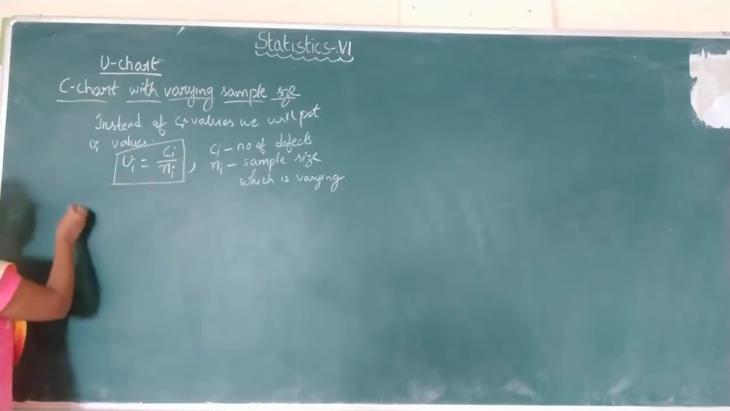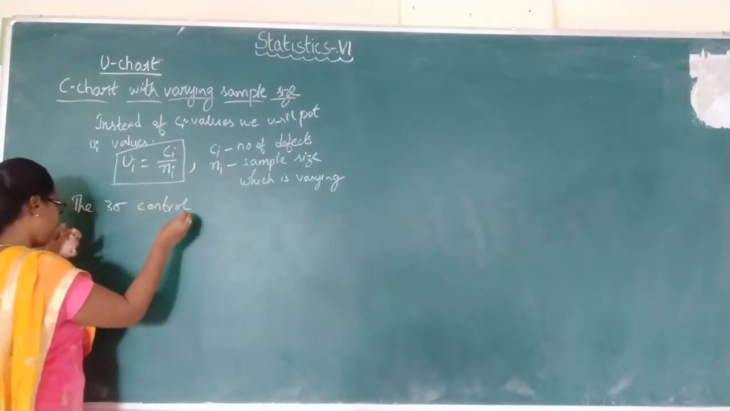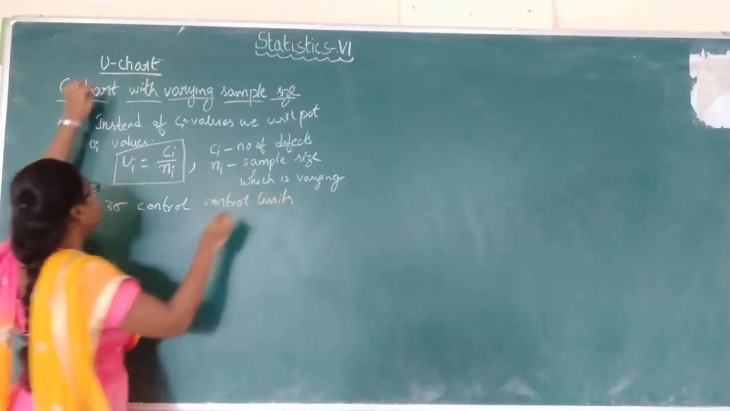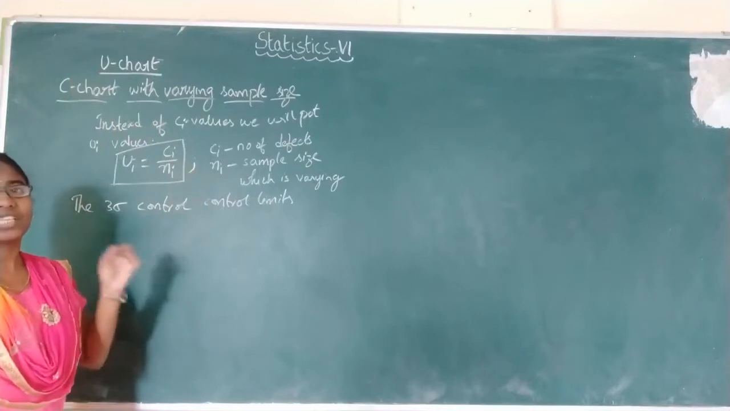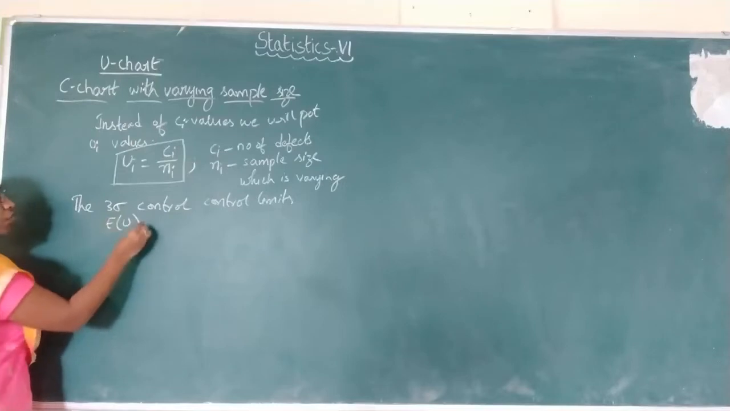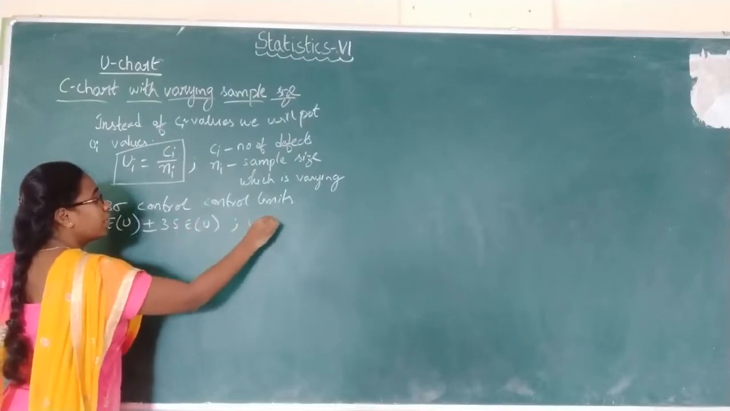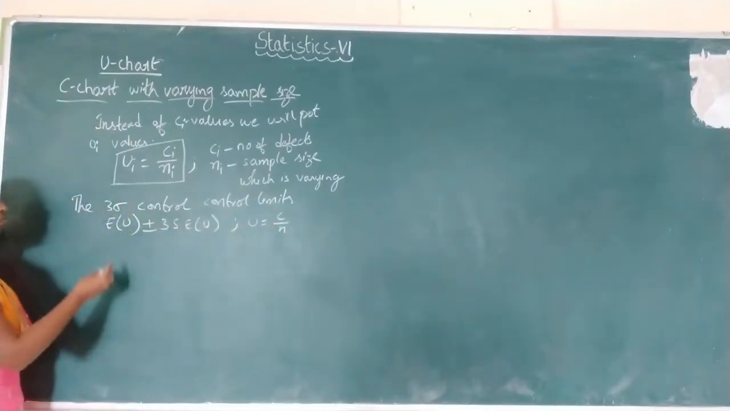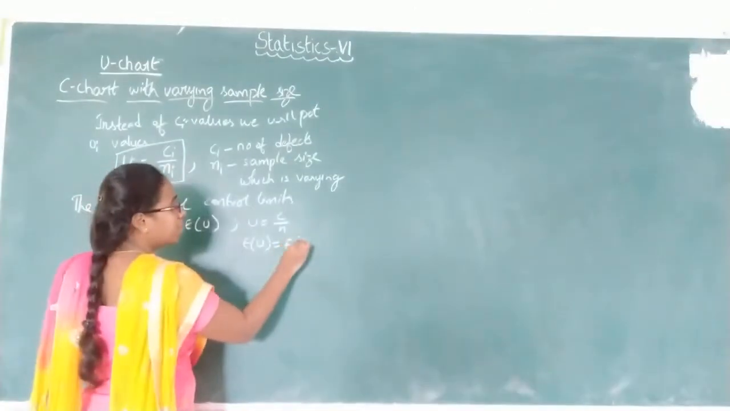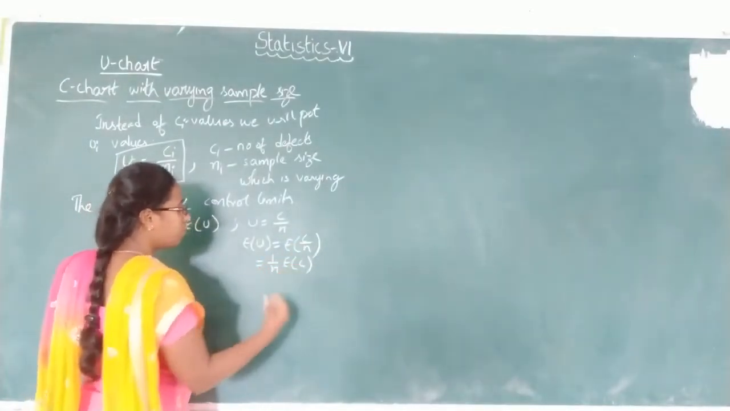What will be the control limits? The 3 sigma control limits: what is the statistic we are considering here? Always the statistic for the U chart is U. Whatever chart we are considering, that will be the statistic for our chart. So the 3 sigma control limits are expectation of U plus or minus 3 into standard error of U. What is U here? C by N. How do we get the expectation of U? Expectation of U equals expectation of C by N, that is 1 by N into expectation of C.